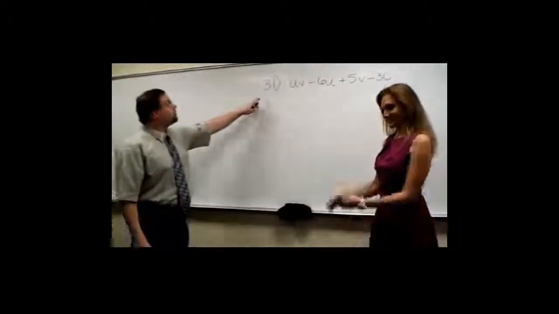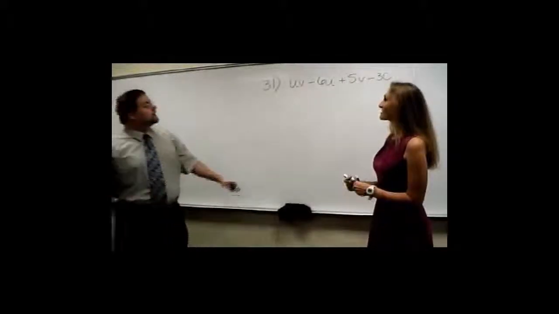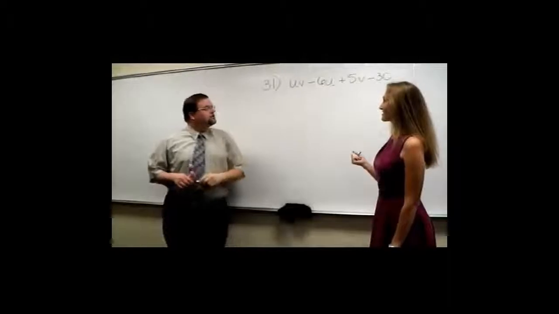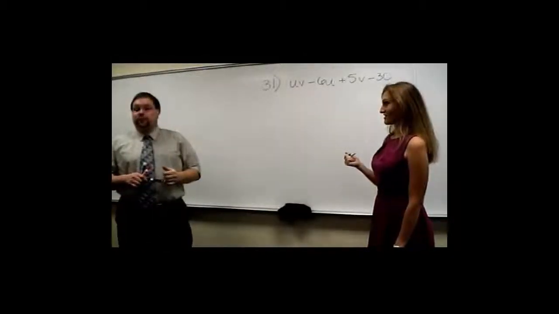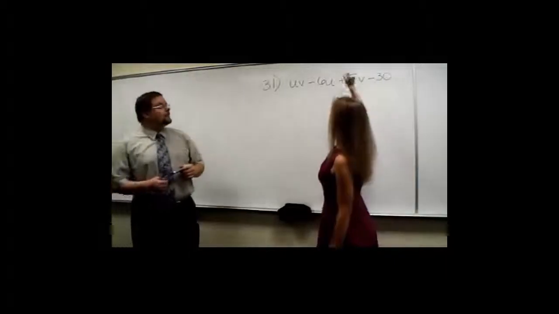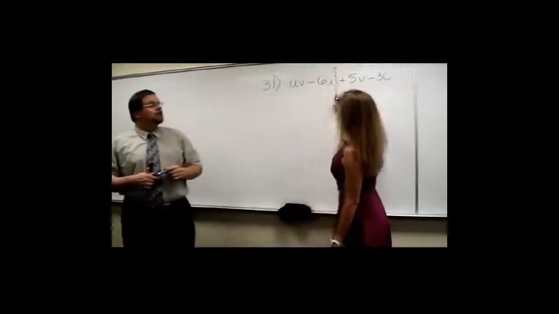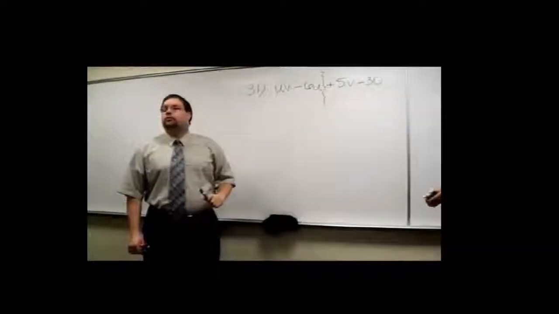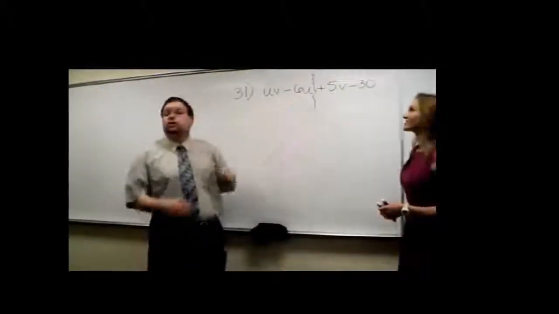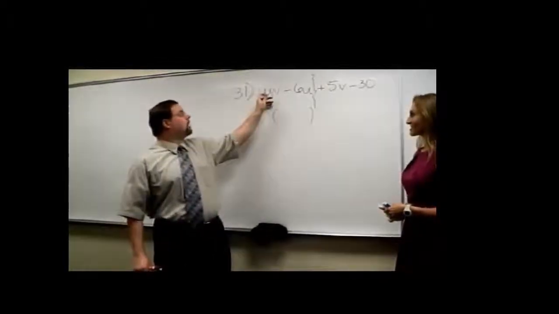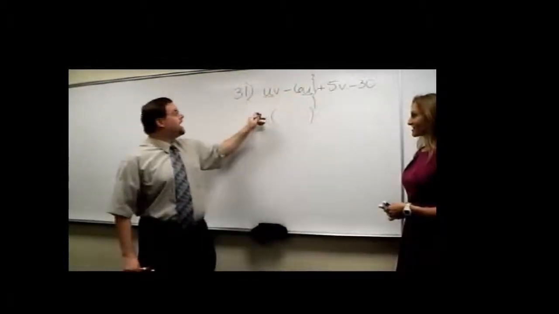So this is number 31 in your study guide, and as you can see, it has 4 terms, uv minus 6u plus 5v minus 30. So whenever you have 4 terms, that's a signal to draw the line in the middle. And when you draw the line in the middle, we're going to factor from each part separately. So I want to look at the first 2 terms. In the first 2 terms, I see something in common, which is pretty obvious, which is a u. So I'm going to take out the u.